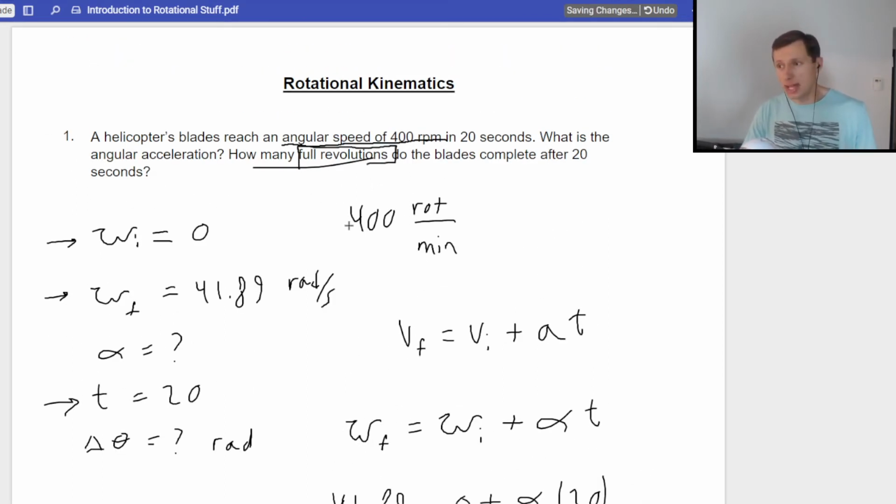So how do I do that? Well, first let's just find the number of radians, and then just like how we converted from revolutions per minute to radians per second, we're just going to go in the opposite direction. We're going to convert from radians to revolutions.